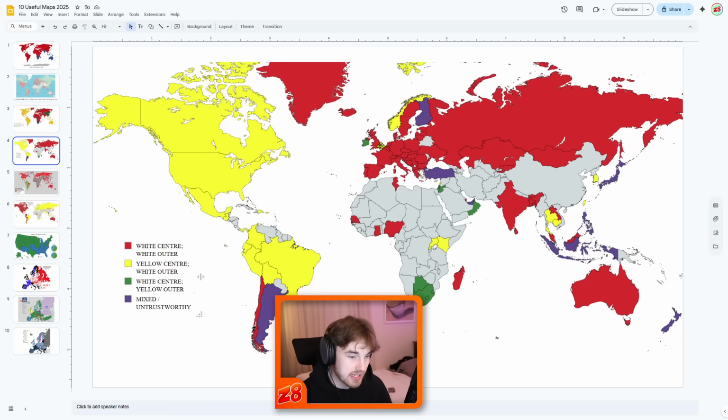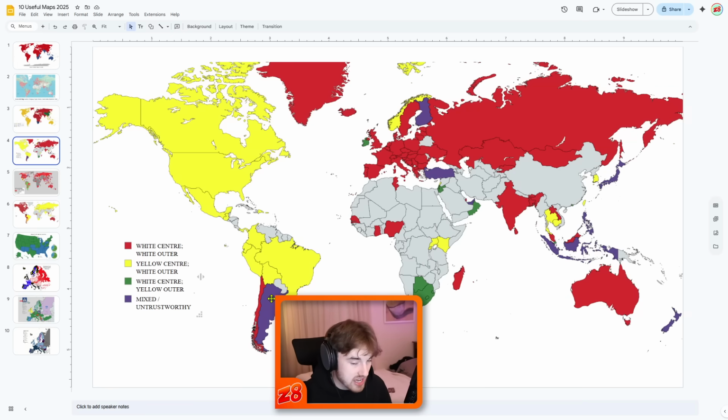Yellow in the middle with white on the outside. This is the typical American style. Look at the countries that go for this. Canada, US, Mexico, everything in North America uses the US style. Additionally, the whole north half of South America uses it as well.